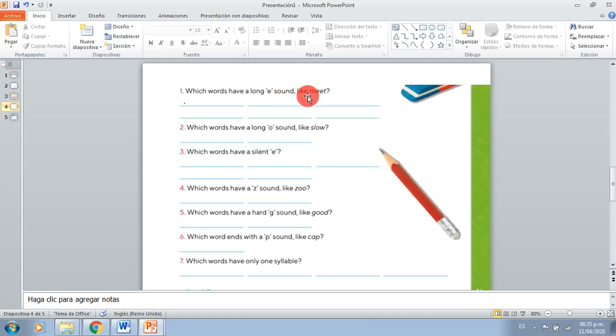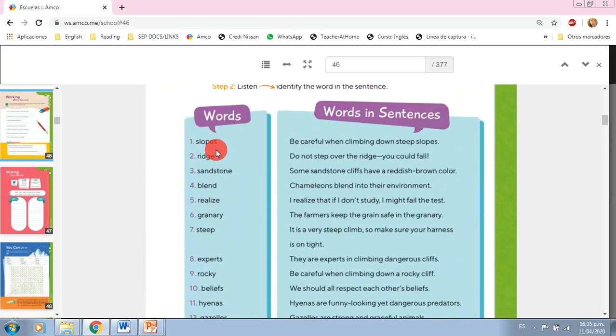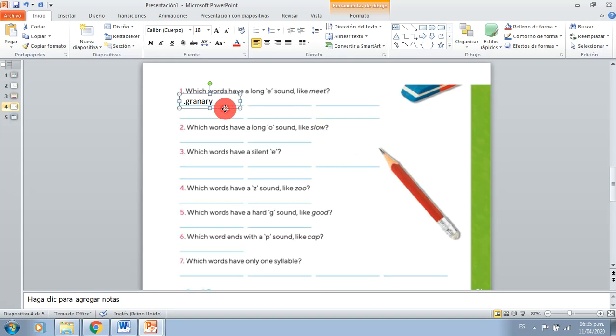E, E. So from all your words: slope, bridge, blend, realize, granary. I think granary is one of our answers. So you write here, granary. I need to copy because we're going to answer another.